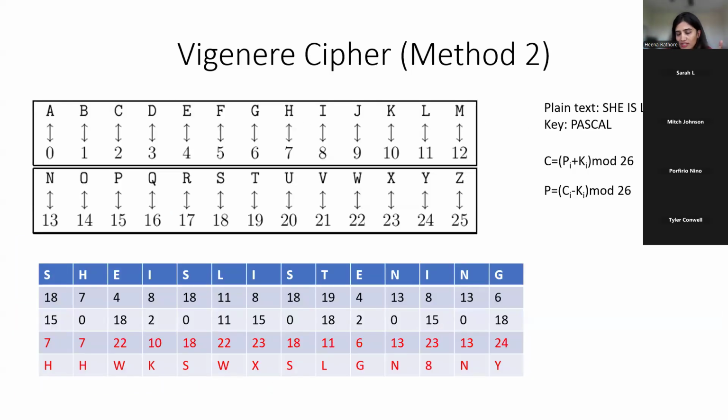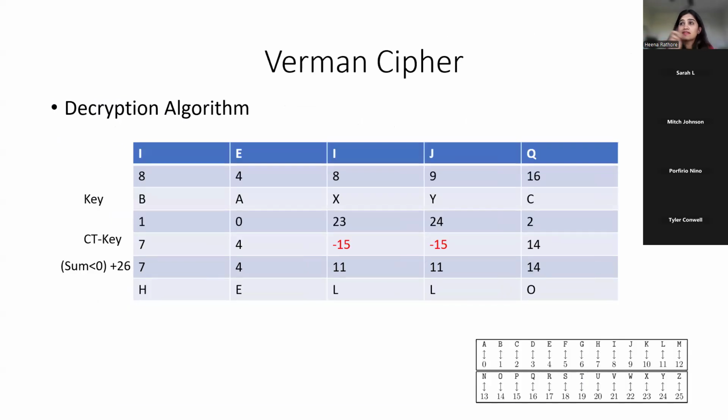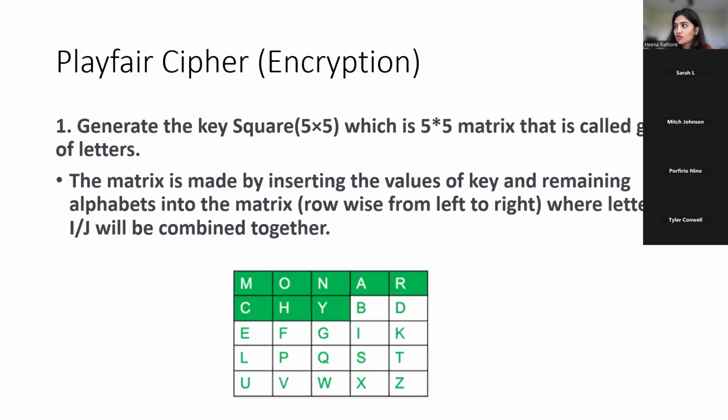There was another formula that you can use for Vigenère cipher. It was Pi plus Ki mod 26 for getting the ciphertext, and in order to get it back, it was ciphertext minus the key mod 26. The Vernam cipher was also considered as one-time pad, and we did discuss you add the two alphabets, and if it was greater than 26, you subtract 26 from it. And in order to decrypt it back, you were checking if the difference was less than zero. If it is less than zero, you add 26 to it. So that was Vernam cipher.